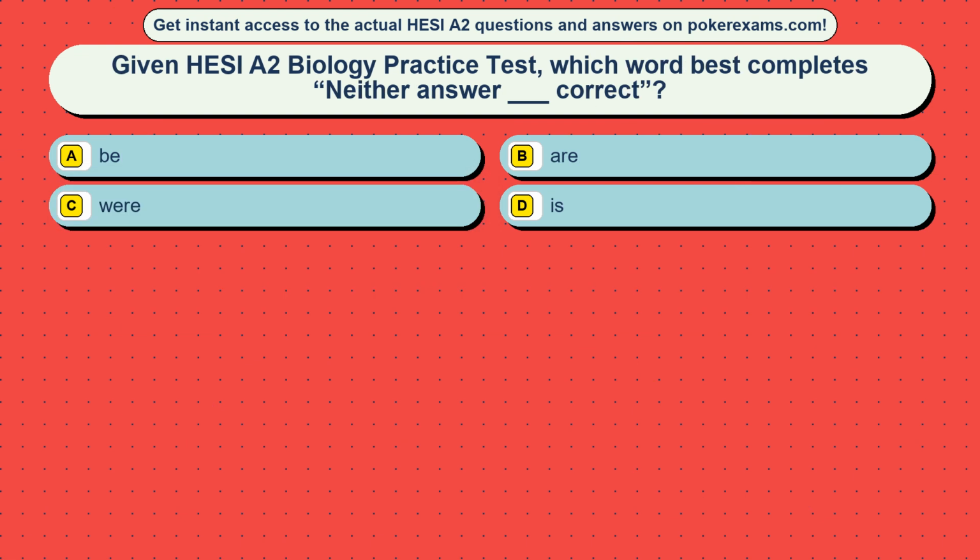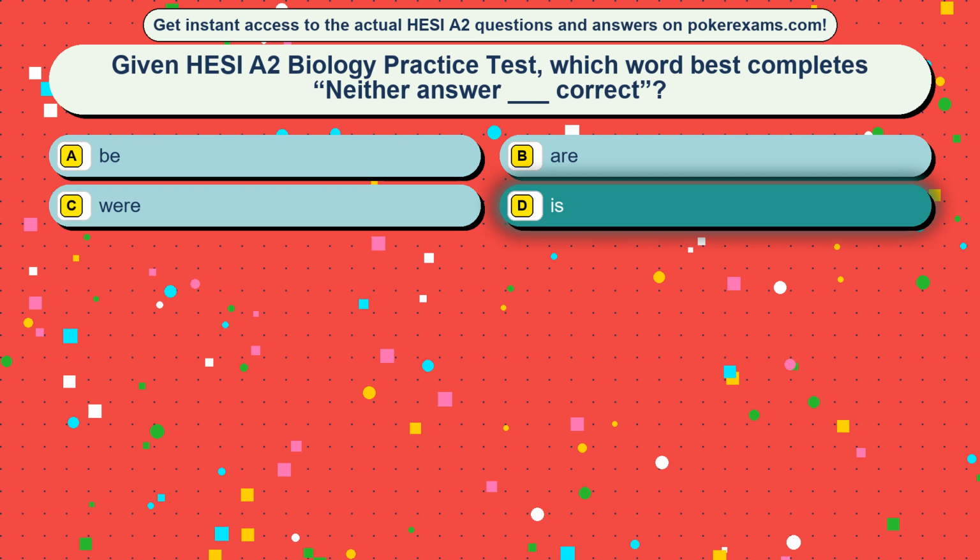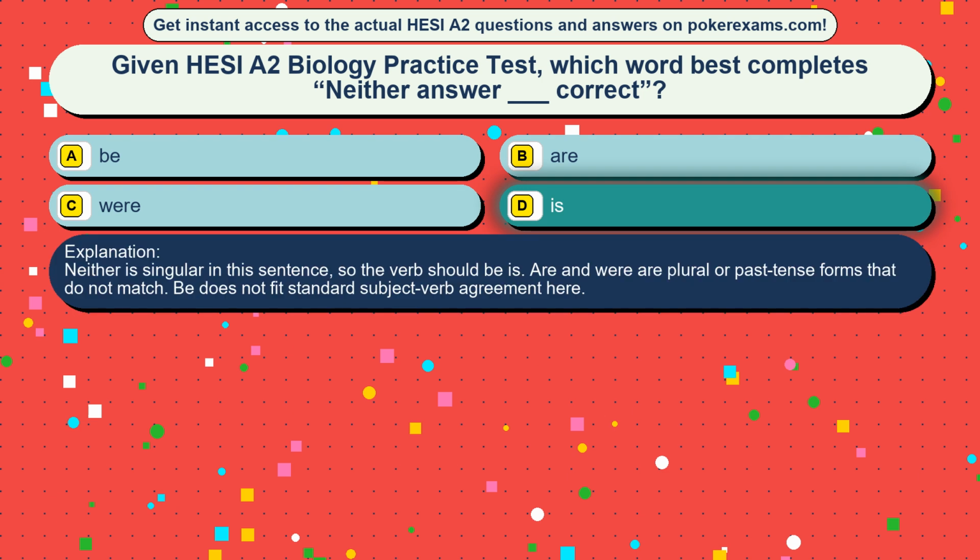Question 8. Given HESI A2 Biology Practice Test, which word best completes neither answer blank correct? Option A, be. Option B, are. Option C, were. Option D, is. The correct answer is option D, is. Neither is singular in this sentence, so the verb should be is. Are and were are plural or past tense forms that do not match. B does not fit standard subject-verb agreement here.